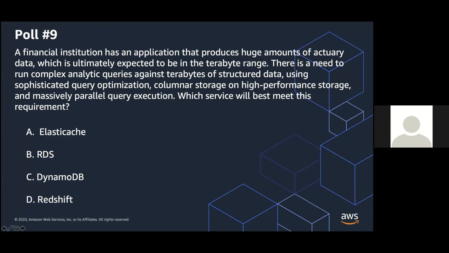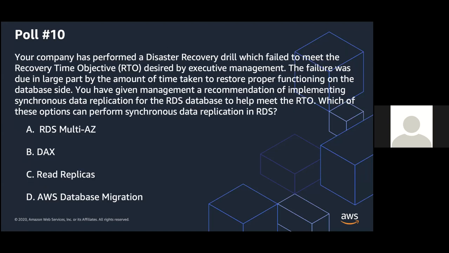So we have one more. I'll launch the poll so you can start and I'll read through. Your company has performed a disaster recovery drill, which failed to meet the recovery time objective or RTO desired by executive management. The failure was due in large part to the amount of time taken to restore proper functioning on the database side. You have given management a recommendation of implementing synchronous data replication for the RDS database to help meet the RTO. Which of these options can perform synchronous data replication in RDS?